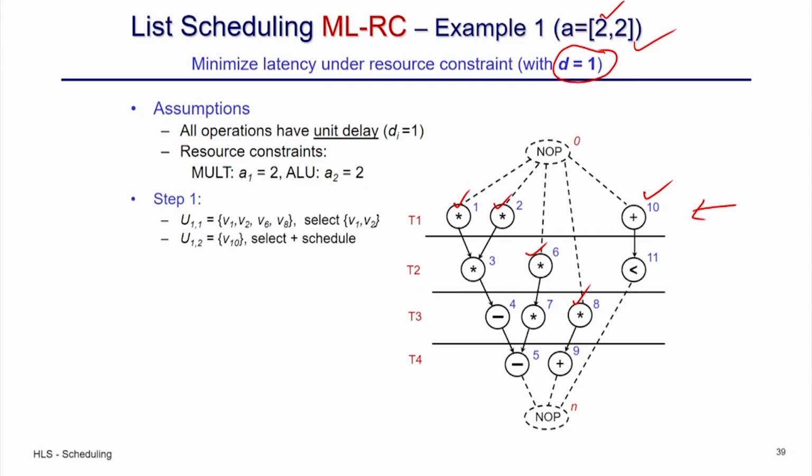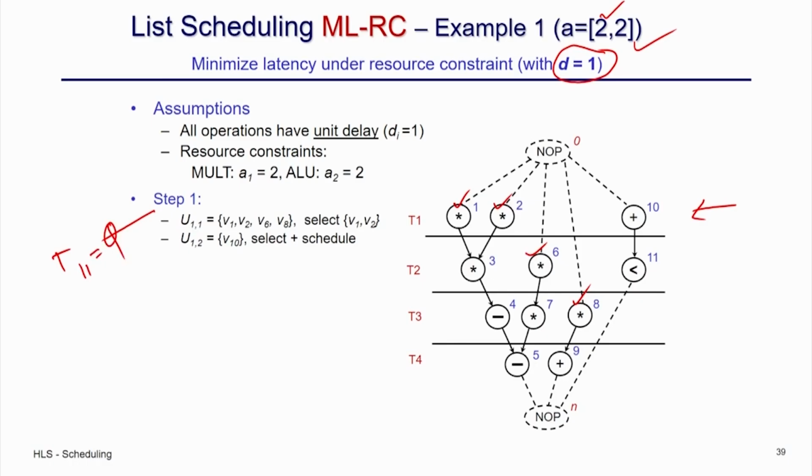This V10 is an adder. So, I am going to only consider the multiplier type operations first, then the adder. So, I have only these 4 operations, V1, V2, V6 and V8, available. They are in the U list because they are now ready. Their predecessors are the sync node, which is scheduled, and my T11 is null because no operation is running now, since I just started.